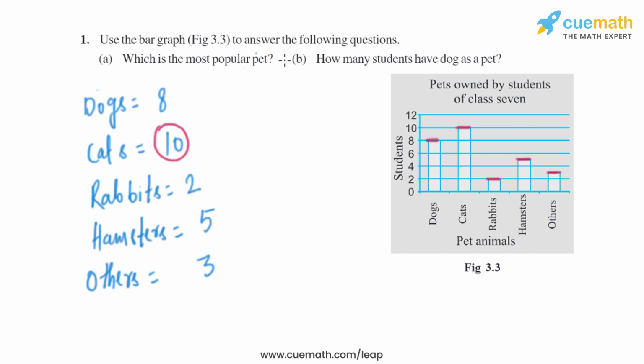Now in the next part of the question it says how many students have dog as a pet. So as we can see that there are 8 students who have dog as a pet.